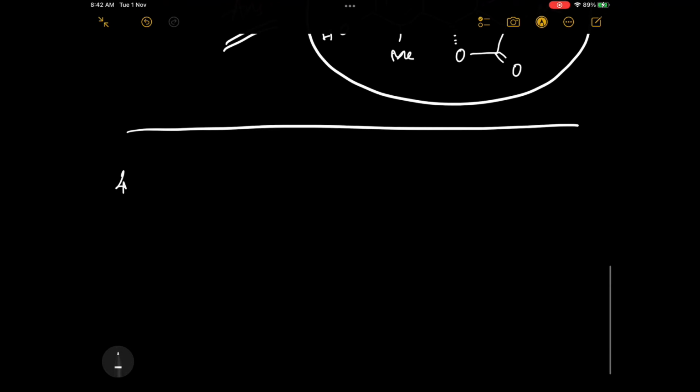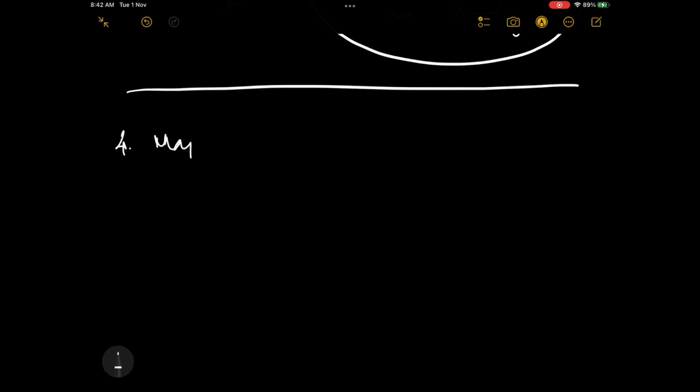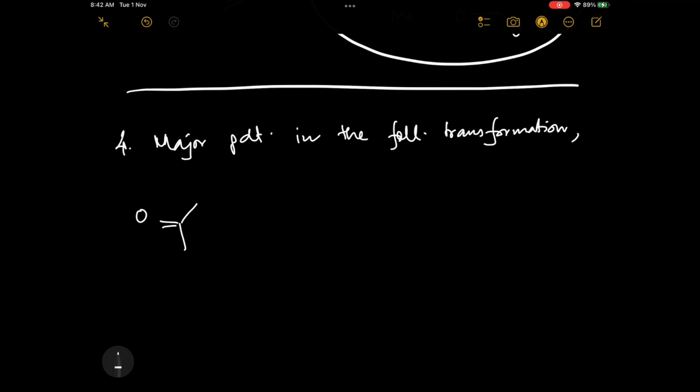So thank you. Let's go to the fourth question. Here also we have been asked the major product in a transformation reaction that has been provided. So let us check the reactants that have been provided to us.